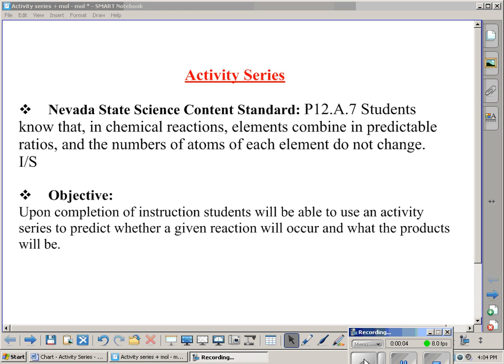Hello, in this video we're going to look at an activity series, or at least part of one, and this falls under the Nevada State Science Content Standard, where students know that in chemical reactions elements combine in predictable ratios and the numbers of atoms of each element do not change. The objective is, upon completion of instruction, the students will be able to use an activity series to predict whether a given reaction will occur and what the products will be.